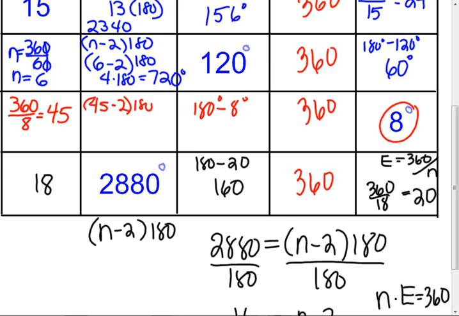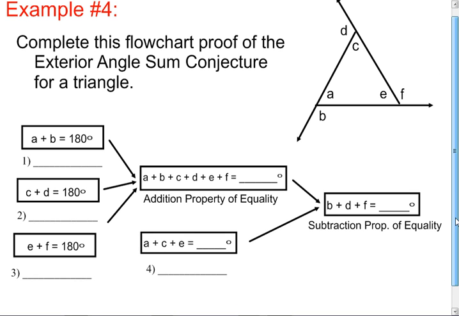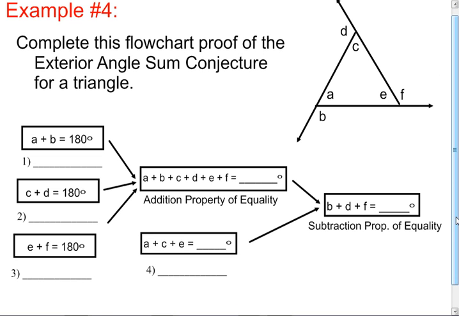This next slide is a flow proof. It's a proof that the sum of the exterior angles is 360. I just want you to get the feel for this. I'm not expecting mastery on this at all, because you've never seen this before. Okay, TJ? It says A plus B is 180. How do I know that?